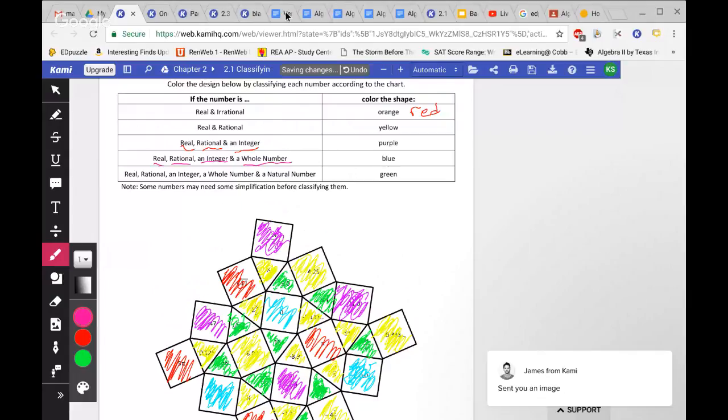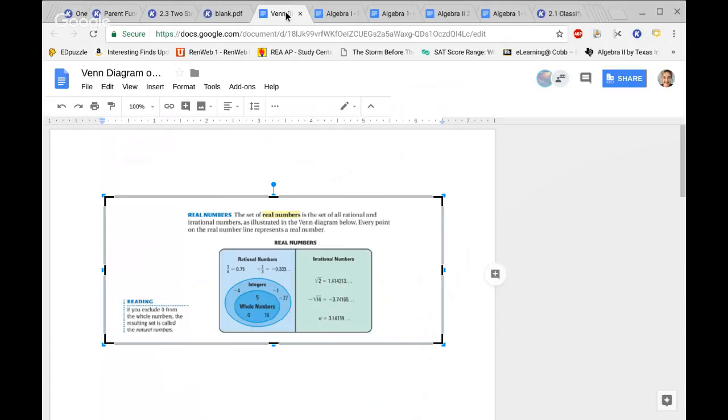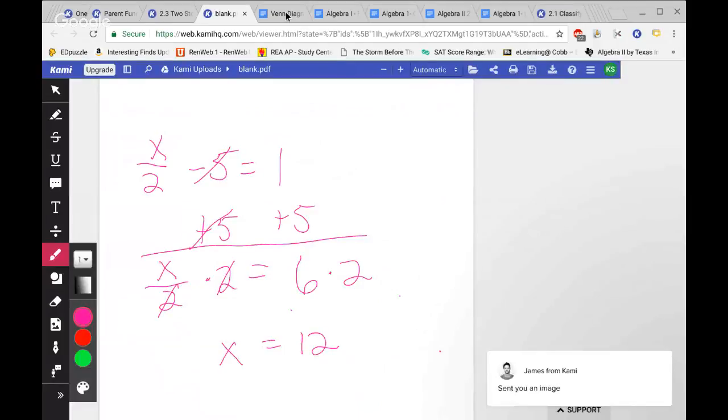Mm-hmm. So what that means is the Venn diagram that we had in the book looked a little like this. Everything was real numbers. And then there was irrational on this side. And then there was rational on this side. And then within that, there were integers. And within that, there were whole numbers. And I'm going to pull it up real quick so you can see whole numbers, integers, rational numbers, irrational numbers, and real. Okay?